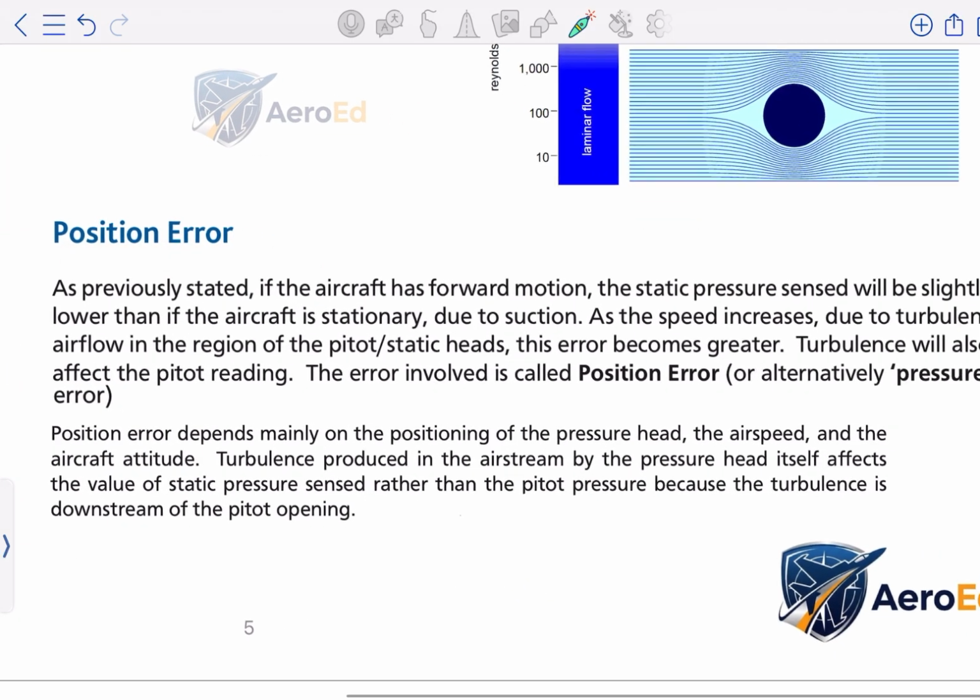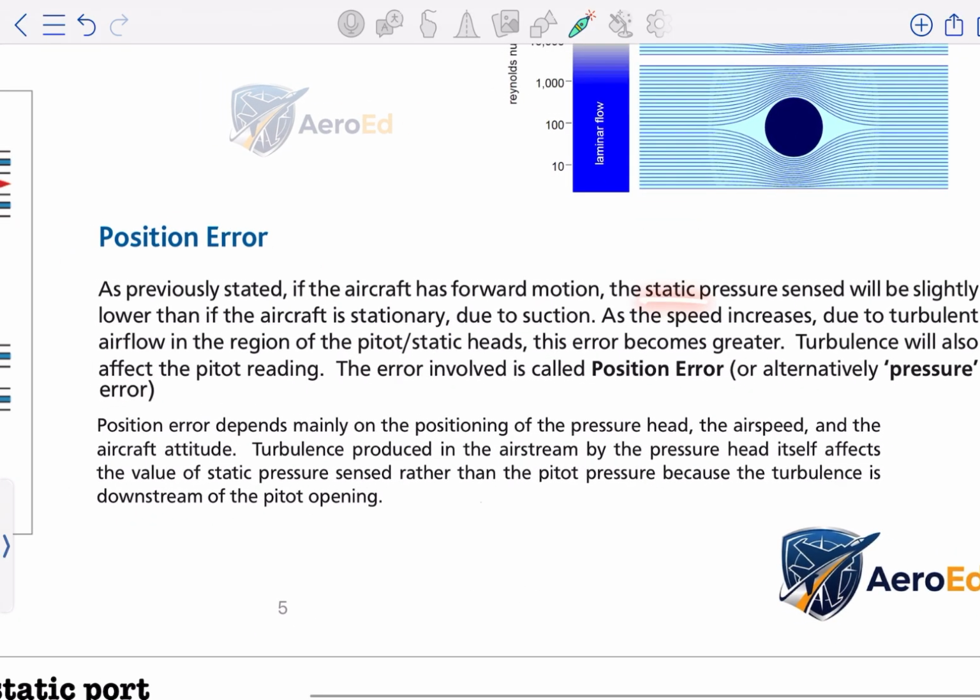Next we're going to study position error. If the aircraft has forward motion, the static pressure sensed will be slightly lower than if the aircraft is stationary, due to suction. As the speed increases, due to turbulent airflow in the region of the pitot-static heads, this error becomes greater. Turbulence will also affect the pitot reading. This error is called position error, or alternatively pressure error.